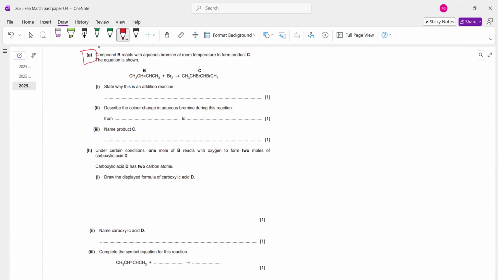In part G, compound B reacts with aqueous bromine. Now this is compound B. It is reacting with aqueous bromine at room temperature to produce C. This is C. State why this is an addition reaction.